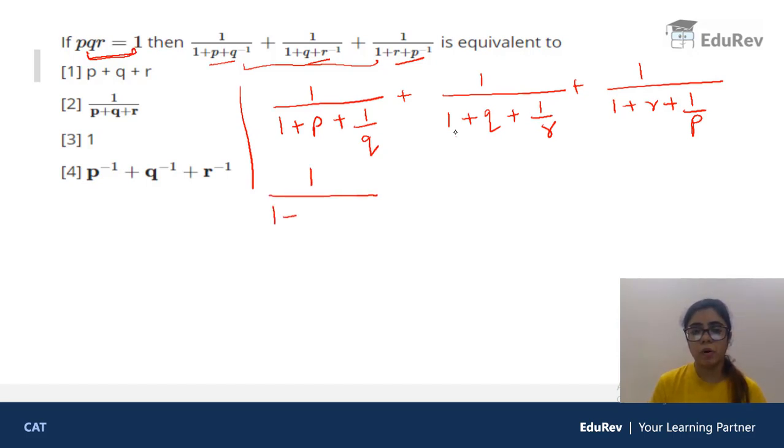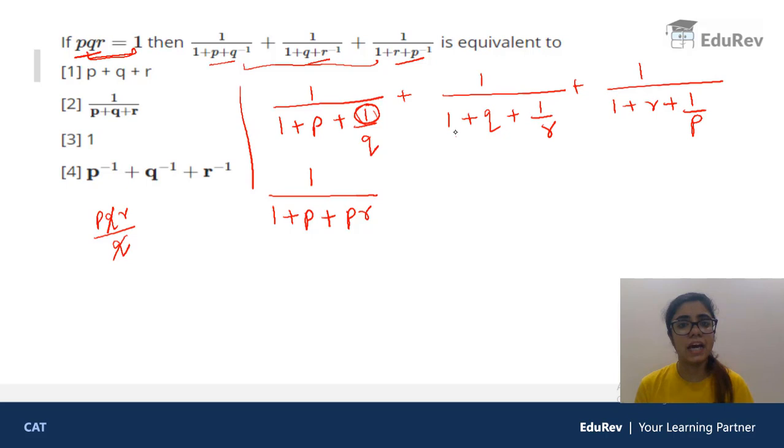So, this will be 1 upon 1 plus P plus. Can I replace this 1 by PQR? Because 1 is nothing but PQR. So, this will become PQR upon Q. PQR upon Q, your Q and Q will get cancelled, so you will only have PR. Because what did I do? I have replaced 1 by PQR. So PQR upon Q, Q and Q will get cancelled, you will have only PR. So here what did I do? I eliminated Q. Correct? So in the other 2 expressions also, you have to try and eliminate Q.